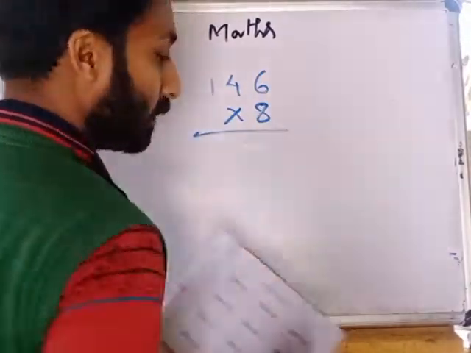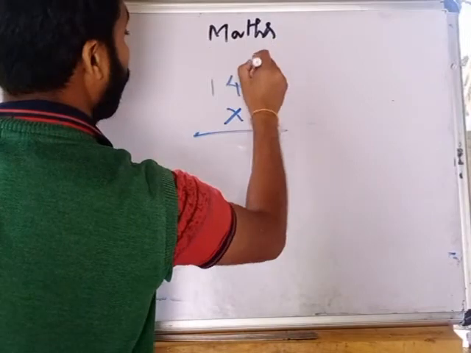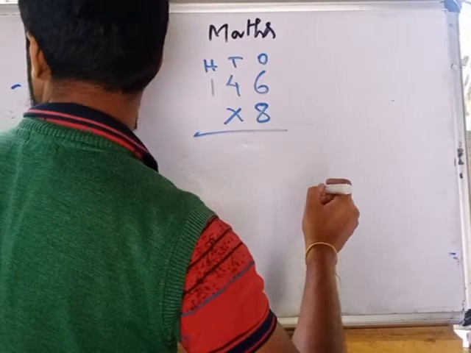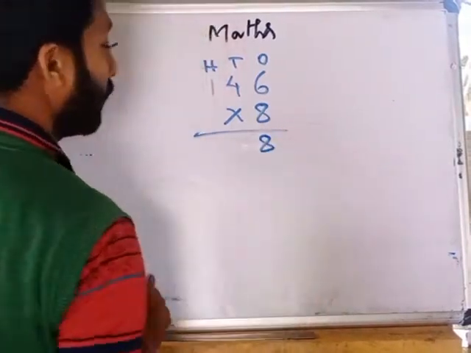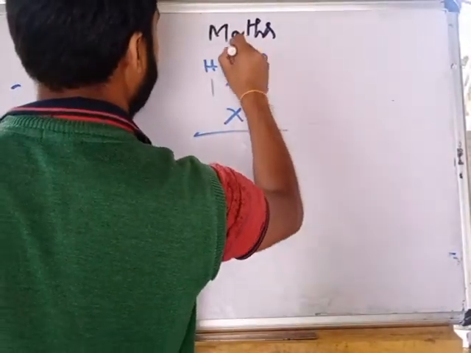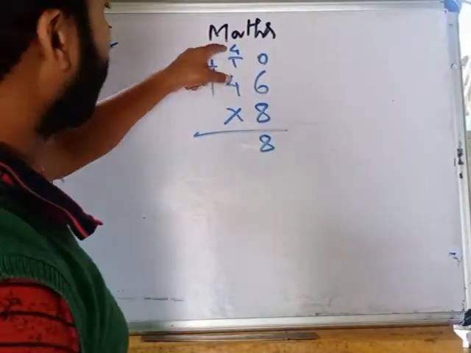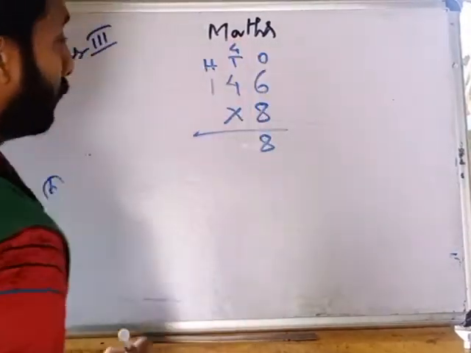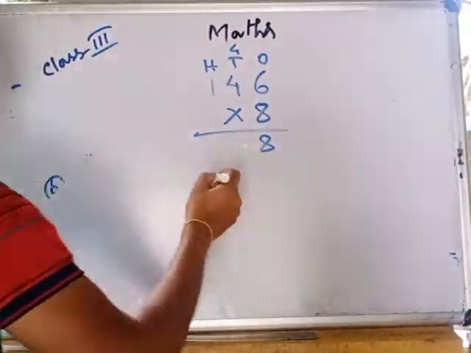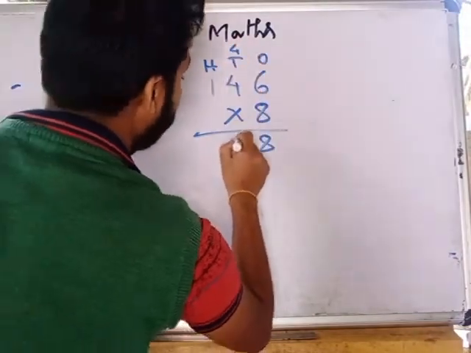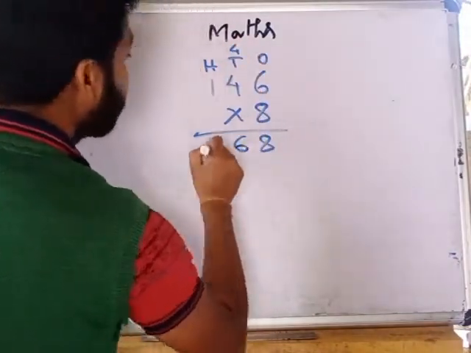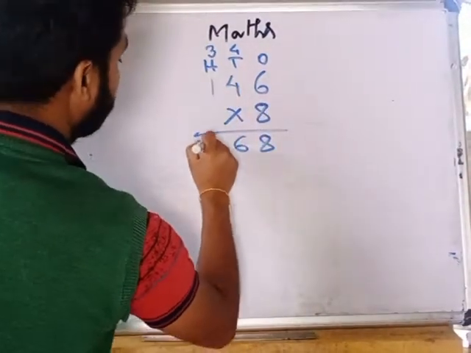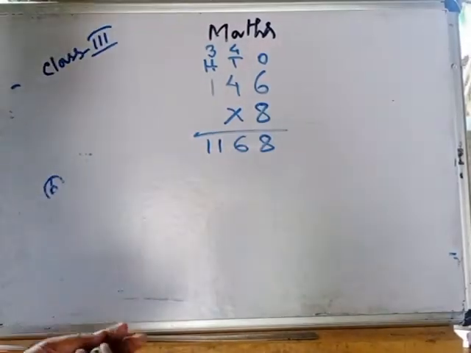146. If 146 is multiplied with 8, 6 8s are 48. That means we should write here 8. 4 carries in the next left. 4 8s are 32 plus 4, that is 36. That means we should write here 6. 3 carries in the next left. 8 ones are 8 plus 3, that is 11. I will tell you again.